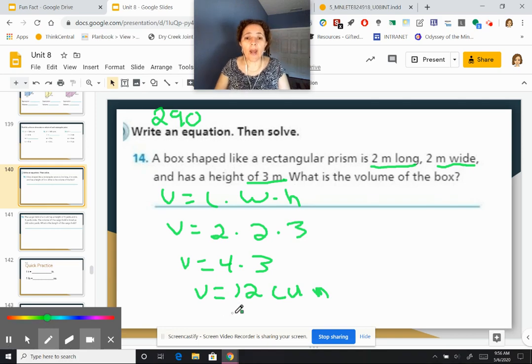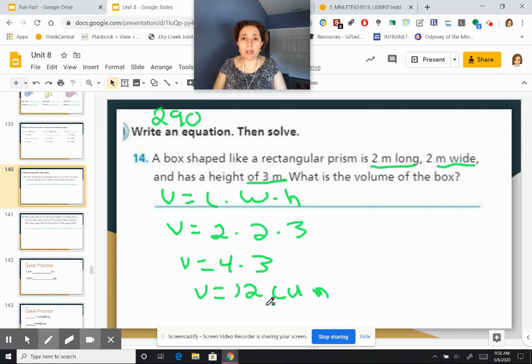Okay, so if you have the answer of 12 cubic meters, you are correct. My equation should be V for volume is equal to length times width times height. V volume is equal to 2 because that's my length. My width, 2 meters wide, and my height, 3 meters. 2 times 2 is 4, times 3 is 12. So my volume is equal to 12 cubic meters.